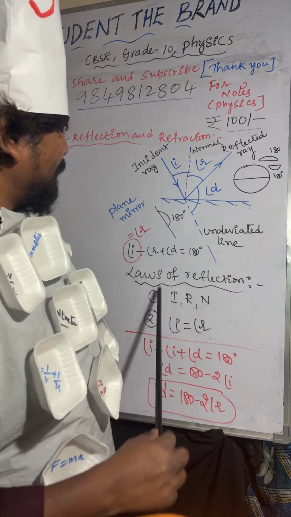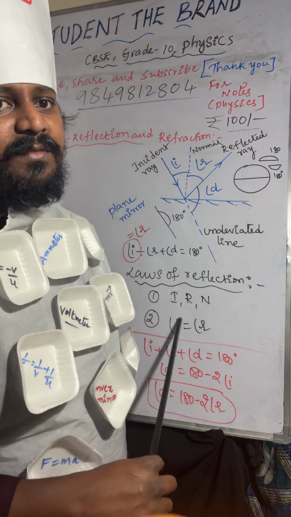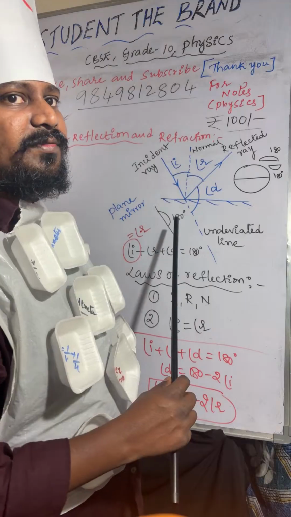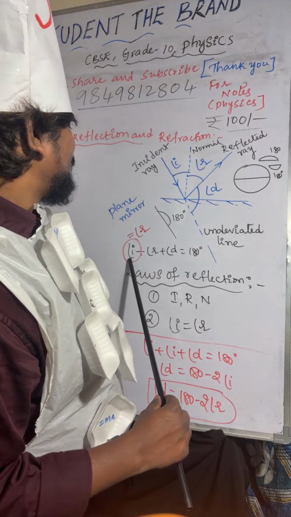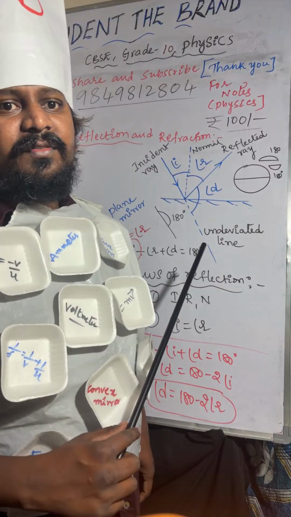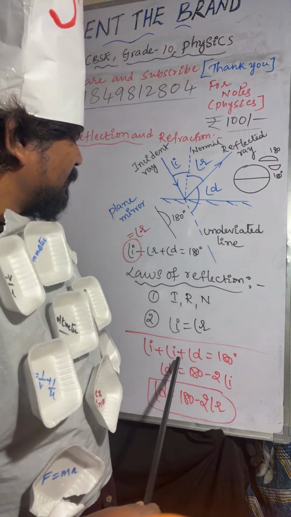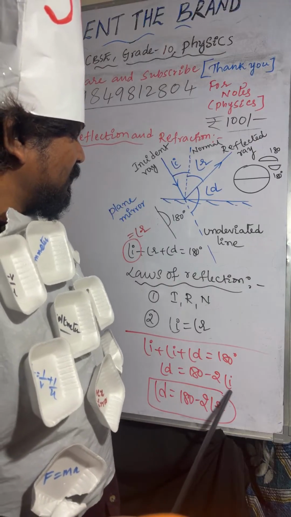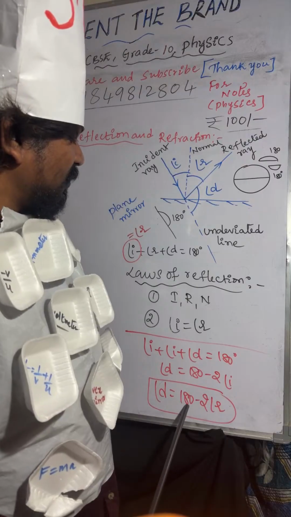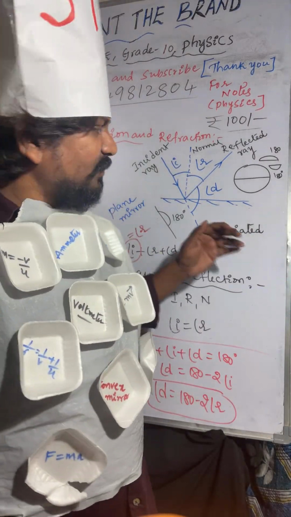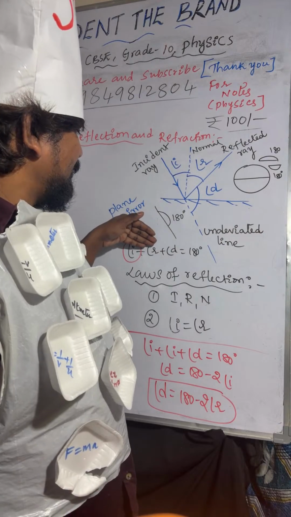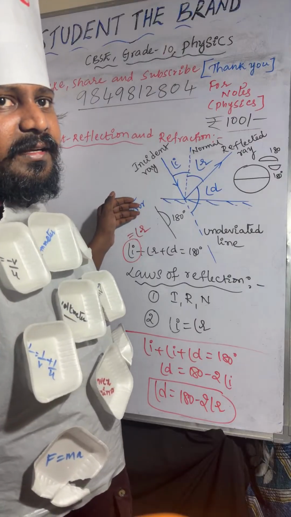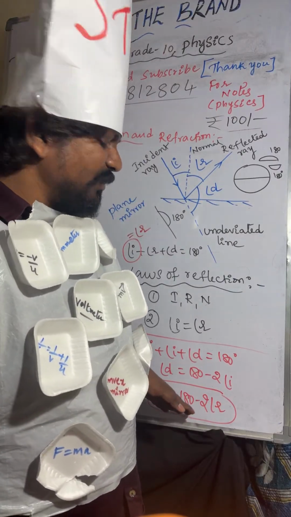From the laws of reflection, we can take angle of incidence is equal to angle of reflection, right? So instead of angle of reflection, I am writing angle of incidence, so that angle of incidence plus angle of incidence plus angle of deviation equals 180 degrees. Angle of deviation equals 180 minus 2 angle of incidence. So angle of deviation equals 180 minus 2 angle of reflection. Instead of angle of reflection, if I write angle of incidence, or instead of angle of incidence, if I write angle of reflection, I'll get the angle of deviation formula.